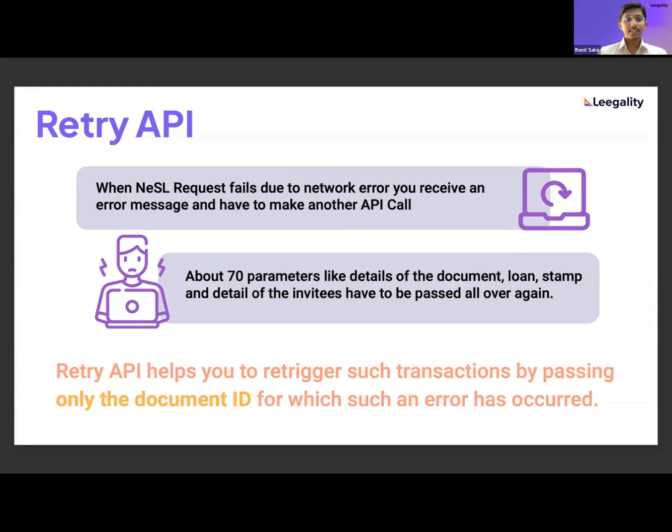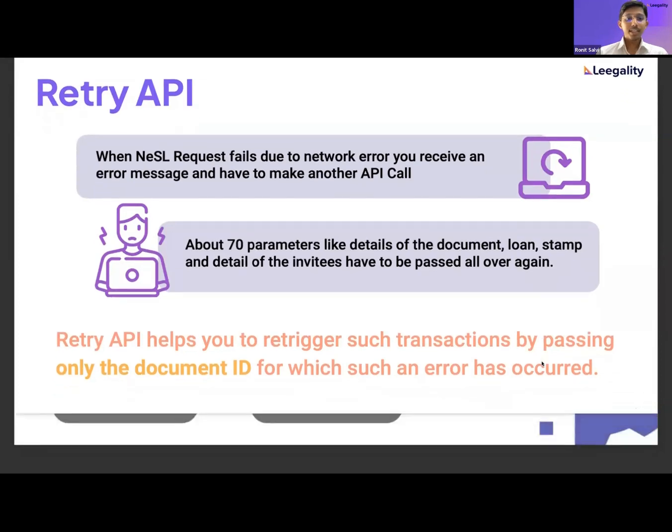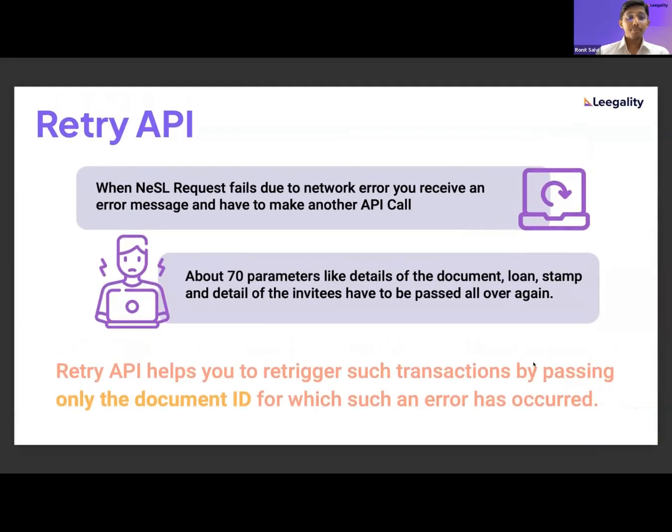To account for such errors, we have created a retry API of NESL to retrigger such transactions by passing only the document ID for which this error has occurred. So you can simply consume this API and pass the document ID or transaction ID. At the backend, Leegality will fetch all the details pertaining to the document ID passed by you. Then Leegality will trigger an eSign request to NESL. And in response to this API, you would receive information on whether the document has been successfully created or not.